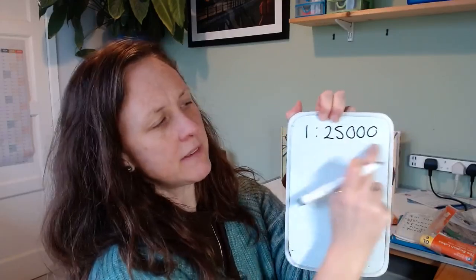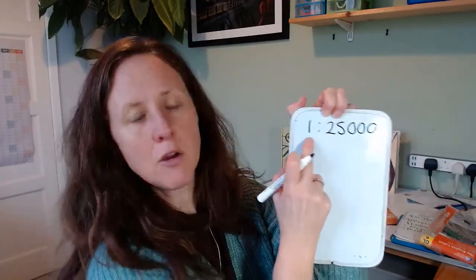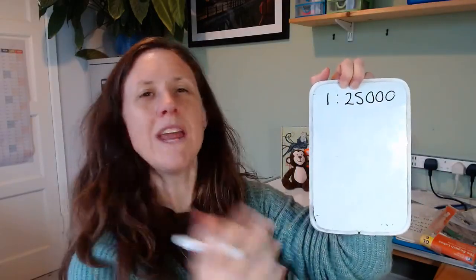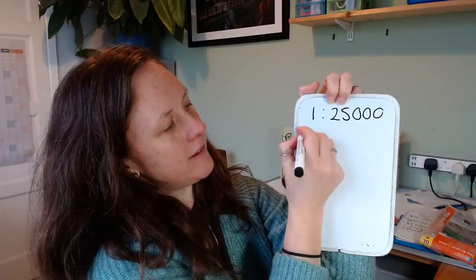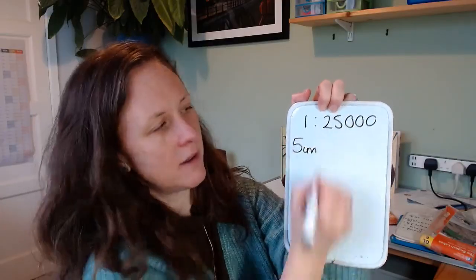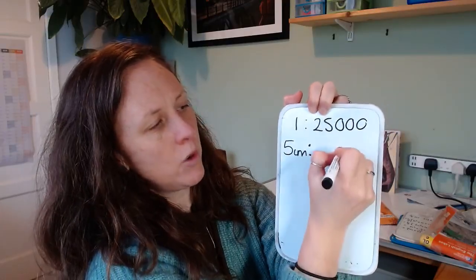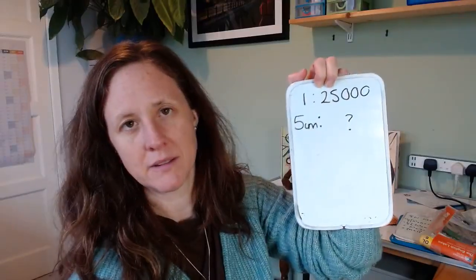Okay, so what do we know? That's what we want to start with. We know what the scale is. We know it's 1 to 25,000. This is going to be the real life. This is going to be the scale drawing. The scale drawing is the smaller bit. We know that on the scale drawing it is 5 centimetres. We want to know what the real life bit is.